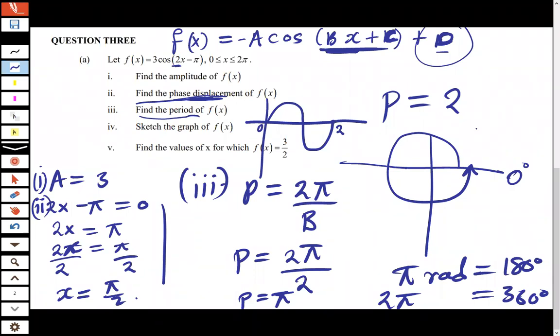For a cosine function, it will start like this, go down and go up again. So if this is 0 and then this is 2, it means that it also takes 2 units to complete one cycle. That's what it means. So in this case, it takes pi units to complete one cycle for this cosine function.